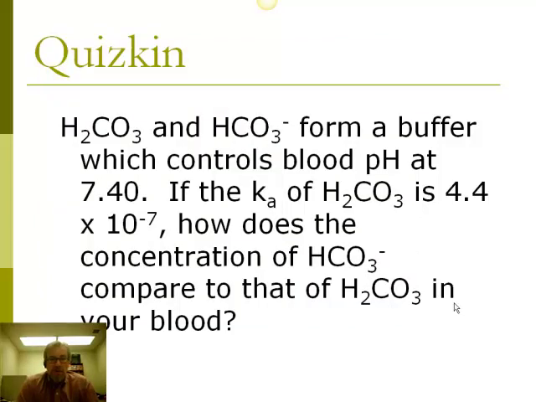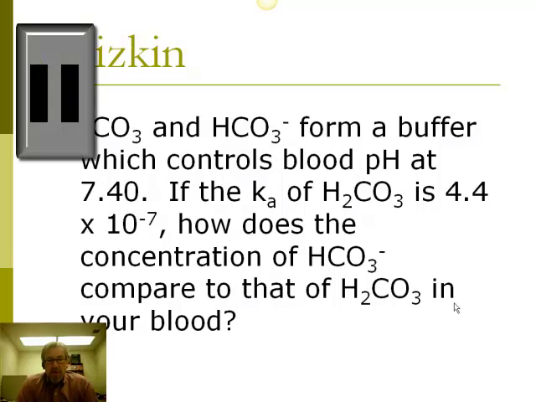We'll start out with some quizkins. First of all, carbonic acid, H2CO3, and the bicarbonate ion, HCO3-, are making a buffer that controls pH at 7.40. Your body naturally sets up this buffer. The Ka of carbonic acid is 4.4 times 10 to the minus 7th, and we want to know how the concentration of the bicarbonate ion compares to that of carbonic acid in your blood.